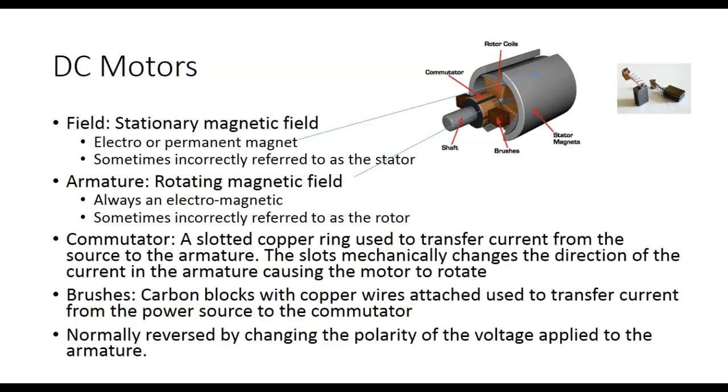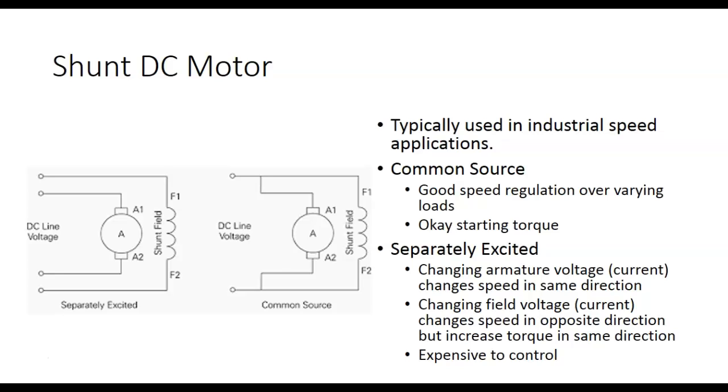Okay, any questions? So this is a shunt motor. Here, shunt means in parallel. So it means the field's in parallel with the armature. This is the symbol of the armature, by the way.